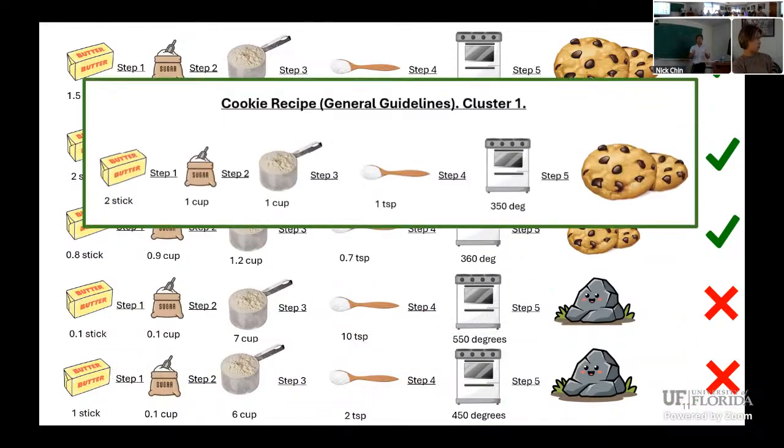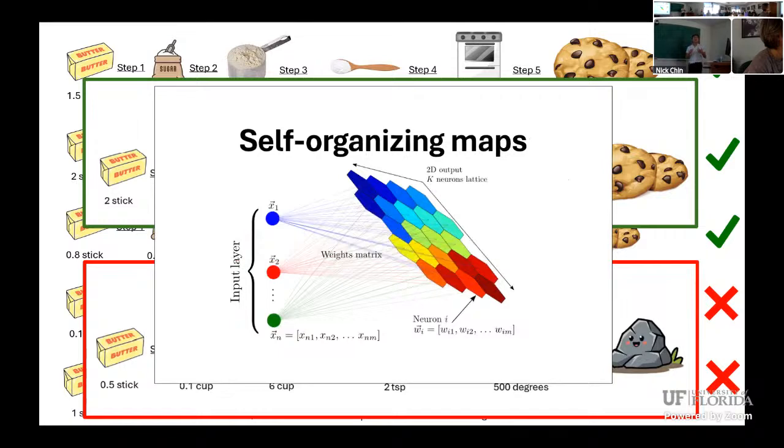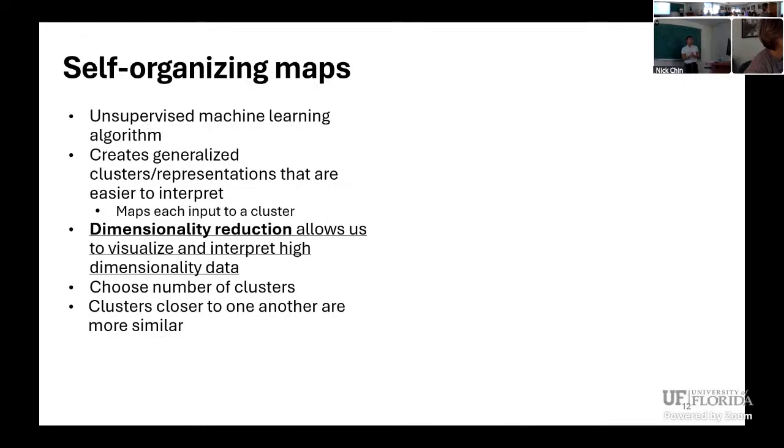And that's the idea behind trying to cluster these attempts at baking into these clusters, general guidelines, or recipes towards these states that we're interested in. And that's what a self-organizing map does at a very high level. You're trying to come up with these clusters or these recipes for these different attempts at baking your hypothetical cookie. So a self-organizing map is an unsupervised machine learning algorithm, and it creates these generalized clusters or representations that are easier to interpret. And each of our inputs maps to one of these clusters. And I want you guys to think about self-organizing maps as a dimensionality reduction technique.